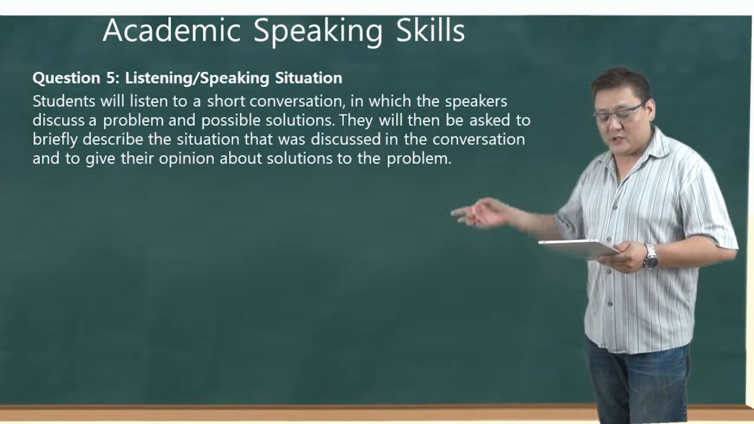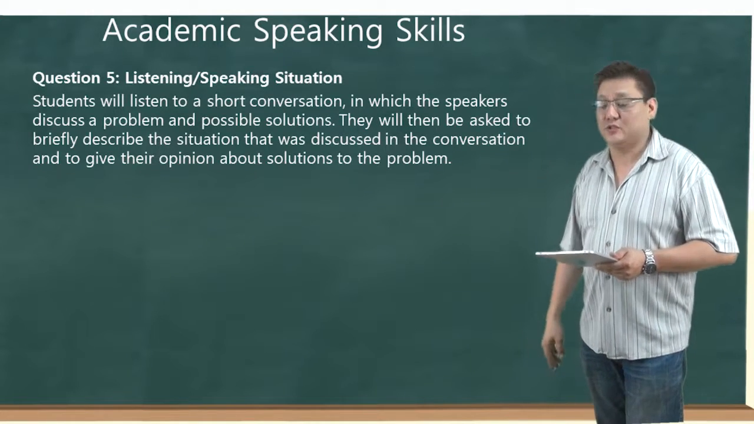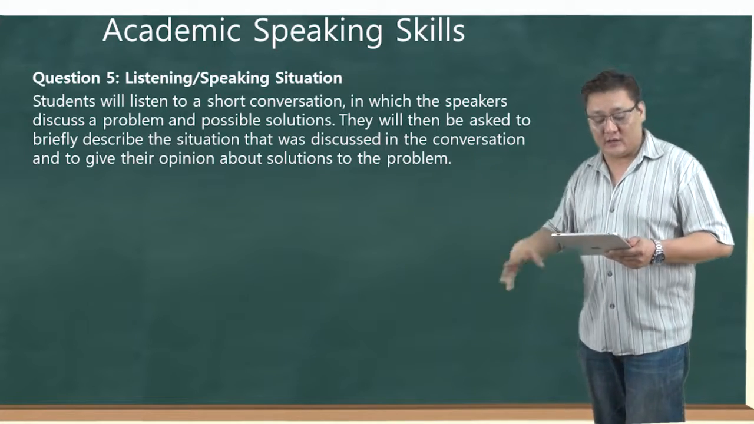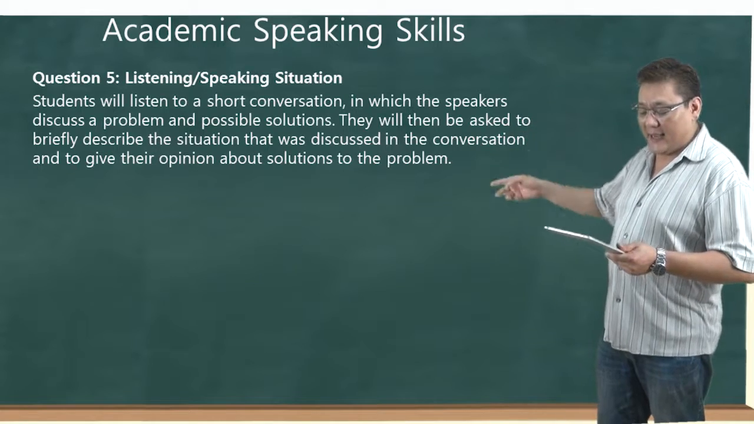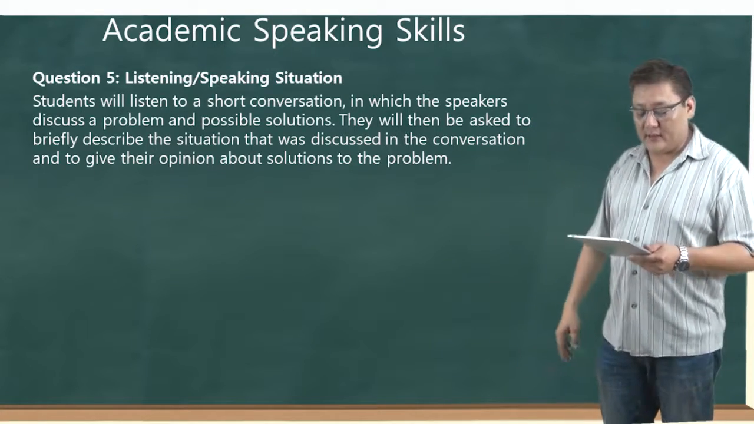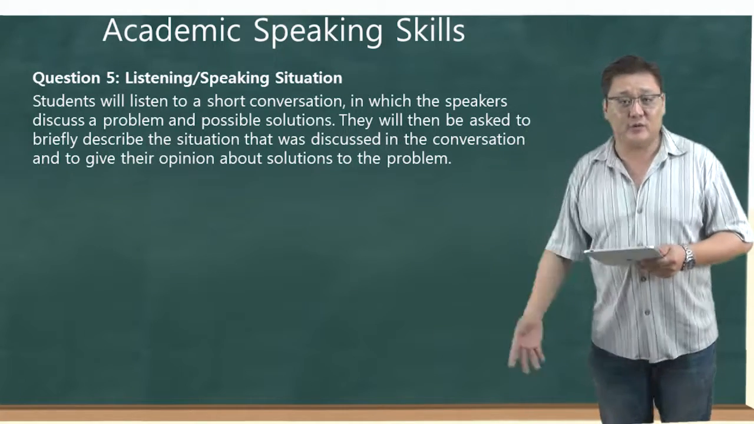Okay? Which will speaker discuss the problem and possible solution. 무슨 문제가 있고 그 해결 방법을 둘이서 얘기하는 거 들을 거예요. Okay? They will then be asked to briefly describe the situation. 이 상황에다가 설명하라고 그러고, okay? Then what? To give their opinion. 자기 의견에다가 어떻게 얘기 또 해줘야 돼요.